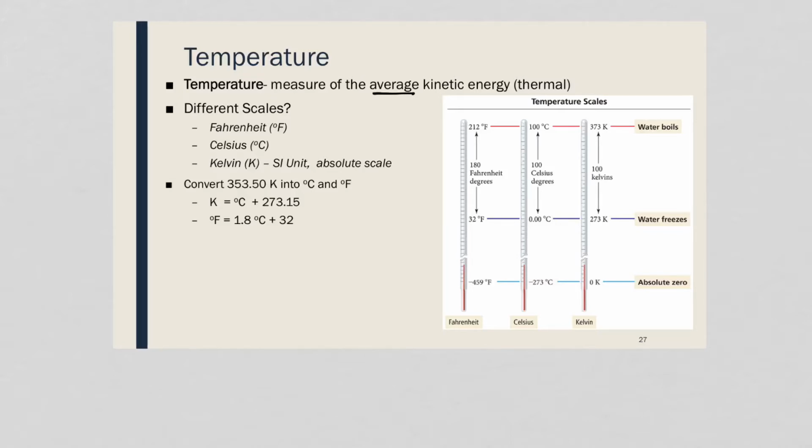Now, the scales or the units that are used to measure temperature, right? There's three common ones. The oldest is the Fahrenheit scale, which we still commonly use in the U.S. and pretty much nowhere else in the world. So really it only exists because we tend to use it.